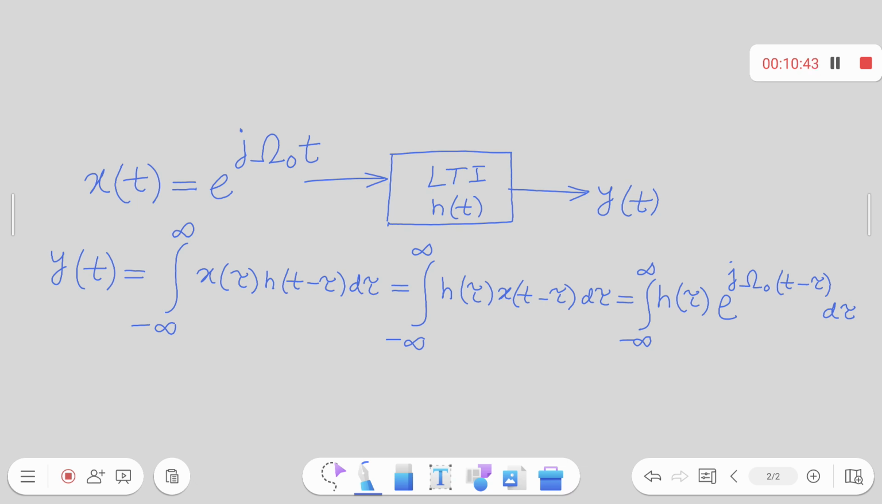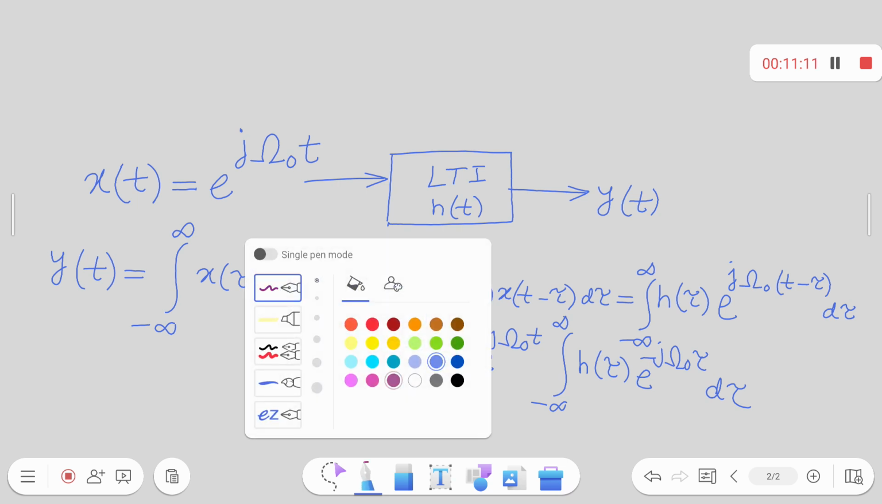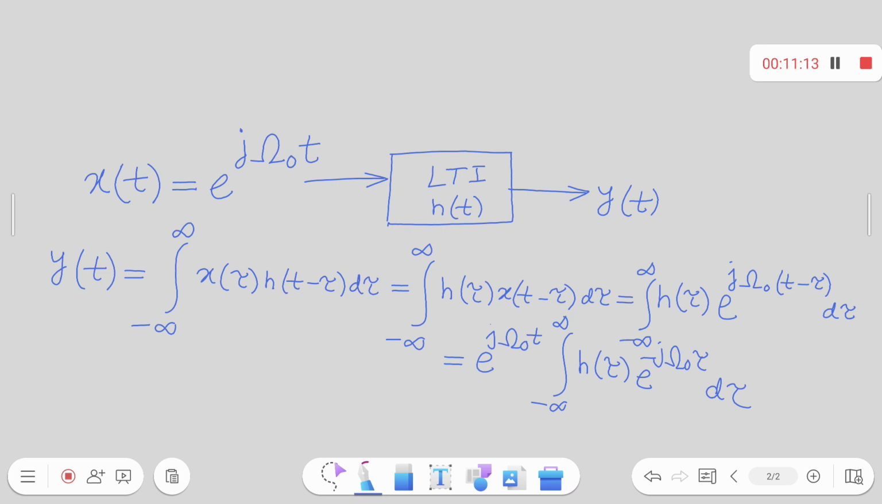It can be taken outside because it's a function of t, it's not a function of tau. So what I can write is e to the power j omega naught t, and then the rest of the integration, minus to plus infinity h of tau e to the power minus j omega naught tau d tau. And here we arrived at a very interesting observation. Just take a look at this particular thing. So what we have got?